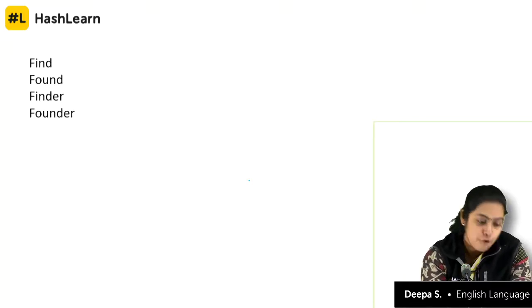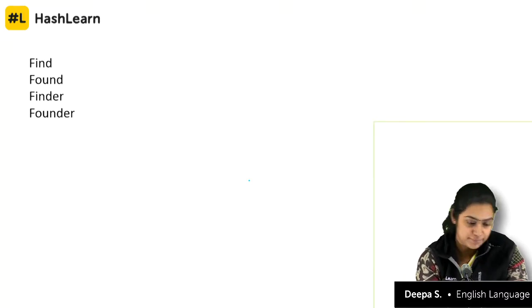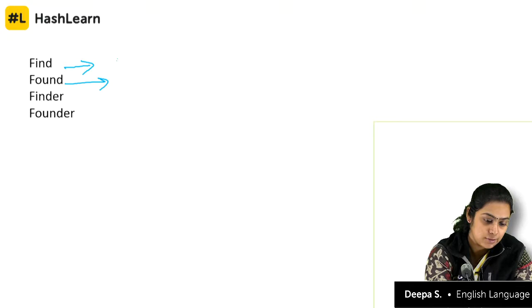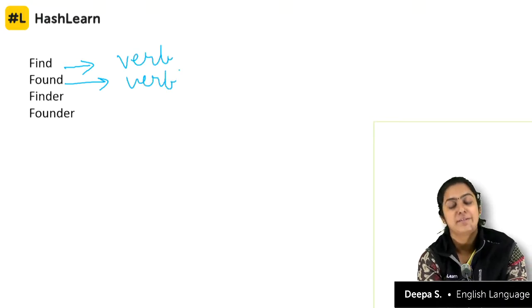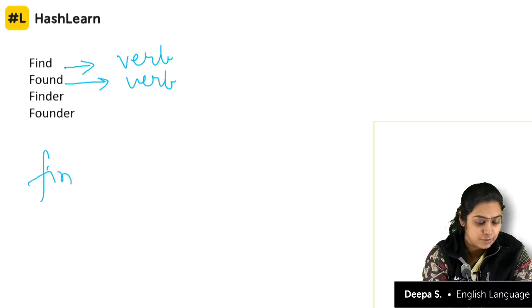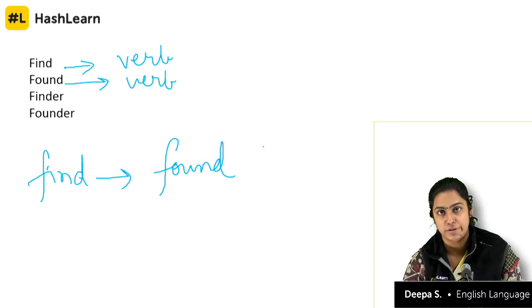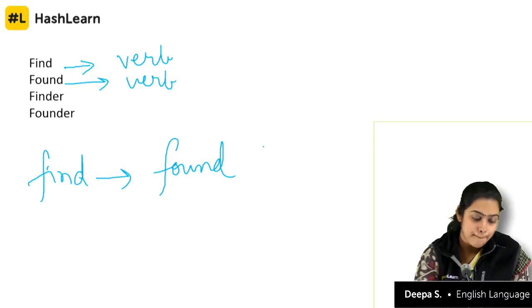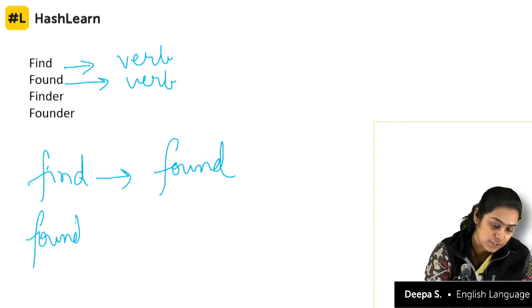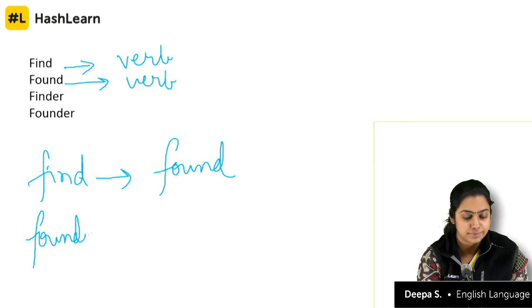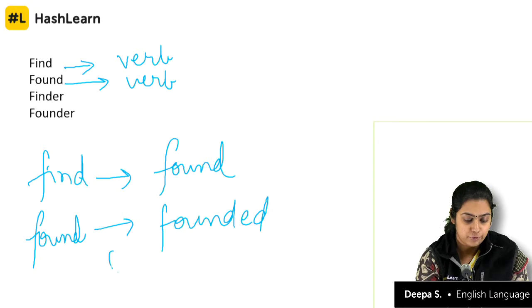Next, find and found, they are both verbs. Now, find in the past tense becomes found. But the base verb found, you get founded, from which you get founder.